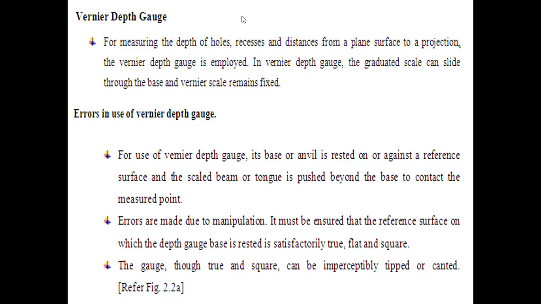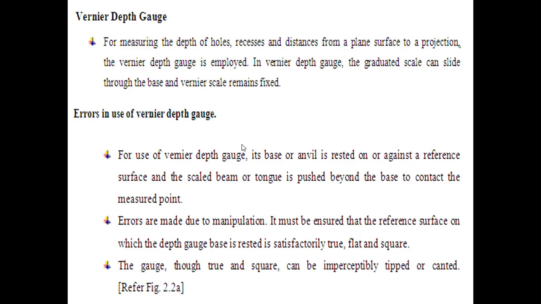In the vernier depth gauge, the main scale is a sliding one. That will travel up and down into the hollow cavity, whereas the vernier scale remains stationary and fixed, resting over the jaw surface. This is the significant feature of the vernier depth gauge.